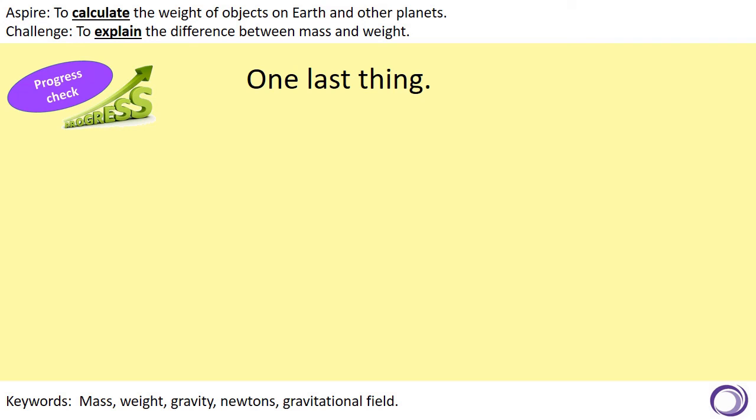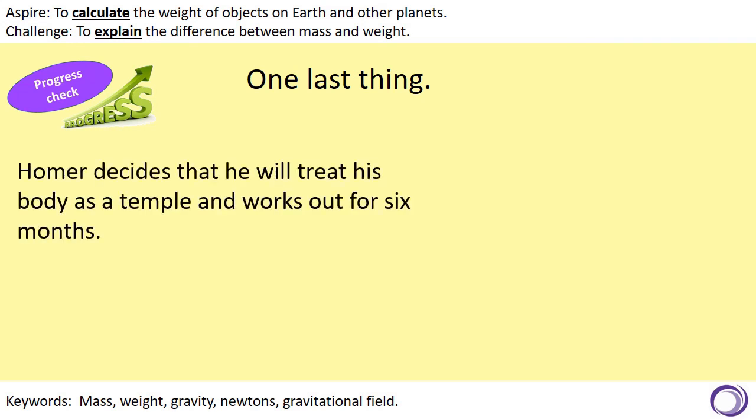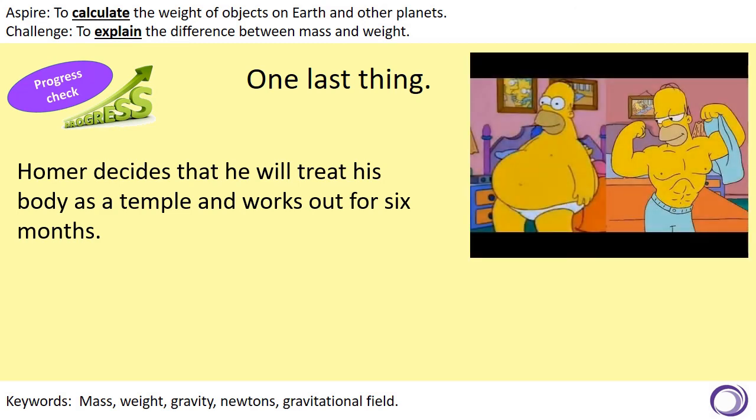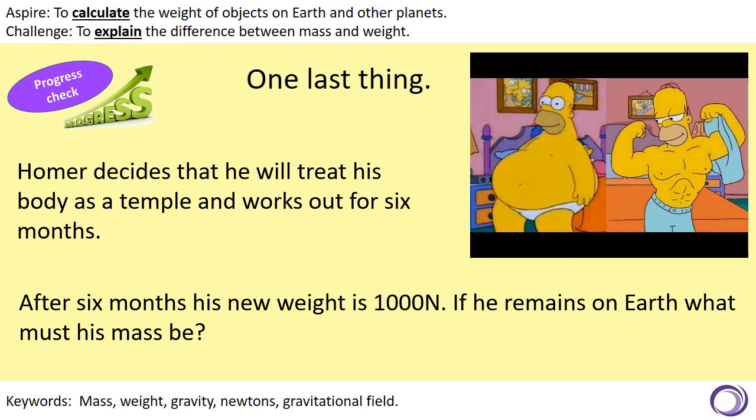One last thing. Homer decides that he's going to treat his body as a temple, and he works out for 6 months straight. So there's the before and after. After 6 months, his new weight is 1,000 kilograms. If he stayed on Earth, what must his mass be?